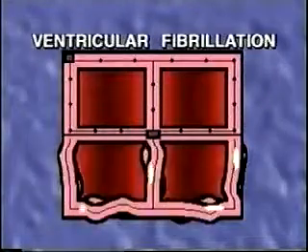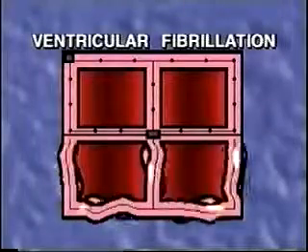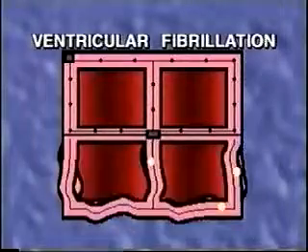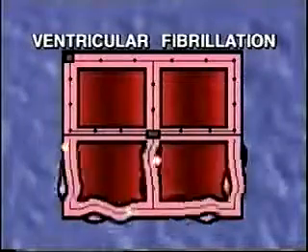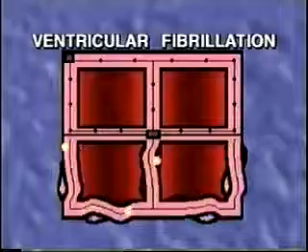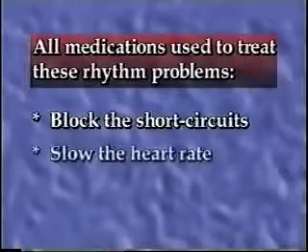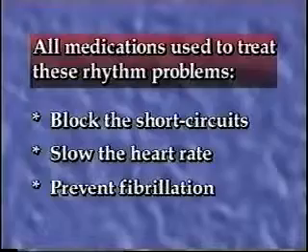When the bottom part of the heart fibrillates, it wiggles in much the same manner as in atrial fibrillation. When this occurs, effective blood pumping is totally lost and no blood gets pumped to the body. Death proceeds within seconds. All of these electrical rhythm problems come from abnormal pacemakers, short circuits in various parts of the heart, or fibrillation. All medications used to treat these rhythm problems either block these short circuits, slow the heart rate, or prevent fibrillation.